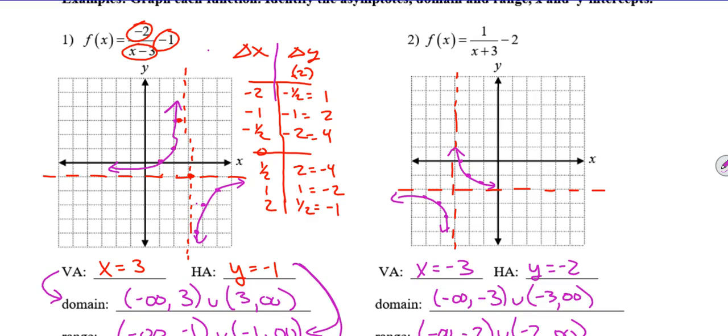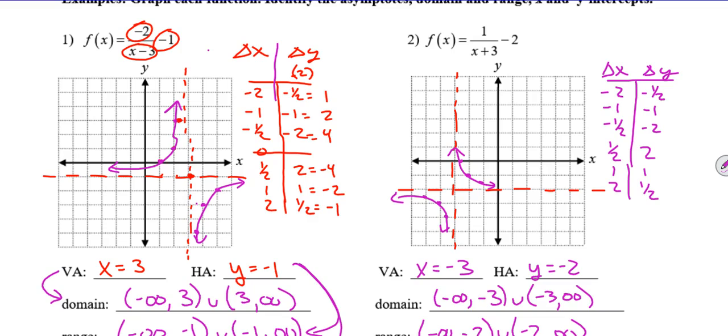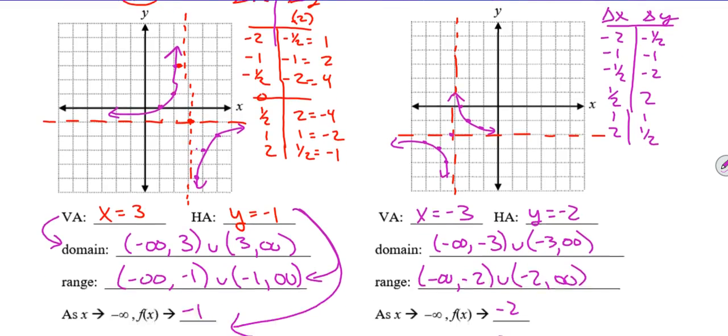If you're wondering how I got those, again, -2, -1, -1/2, 1/2, 1, and 2. So -1/2, -1, -2, 2, 1, 1/2. And there's no multiplier. So delta x, delta y. Again, these are not points. These are movements, moving from where your vertical and horizontal asymptotes cross each other.